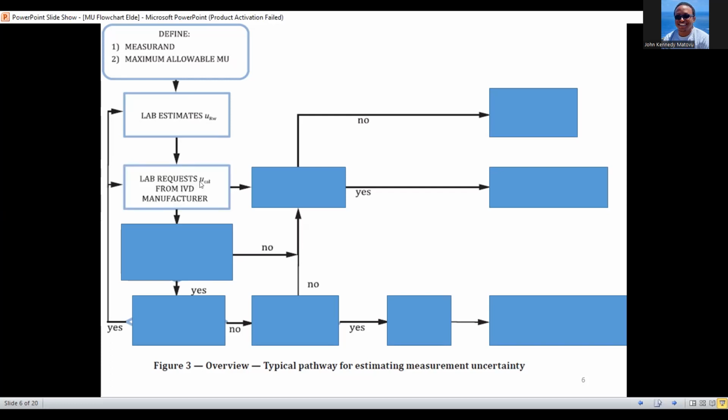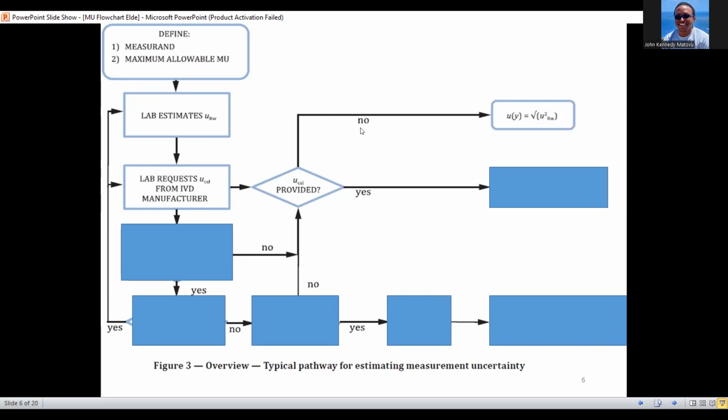You request for the uncertainty of the calibration, or I'm sorry, the calibrator. And this is coming from the IVD manufacturer. All right. So question is, how do I obtain this? Well, request it from the manufacturer. All right, let's follow this. Question: do you have the uncertainty of the calibrator? Here's a yes or no. Now, let's start with, of course, the no.